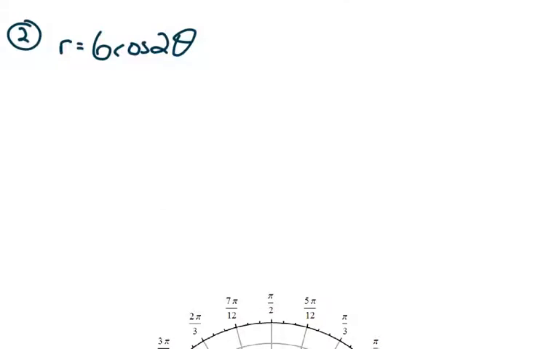There's our directions. Now let's try another one here. r equals 6 cosine of 2 theta. Once again, I'm going to pause the video. You should do the same. I'm going to get my table written in, and then we're going to go from there.